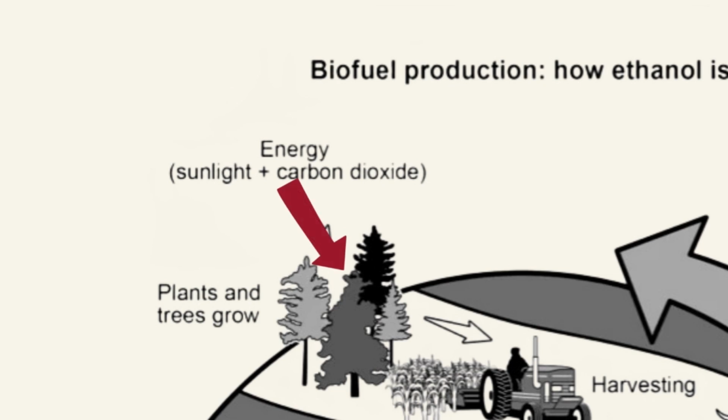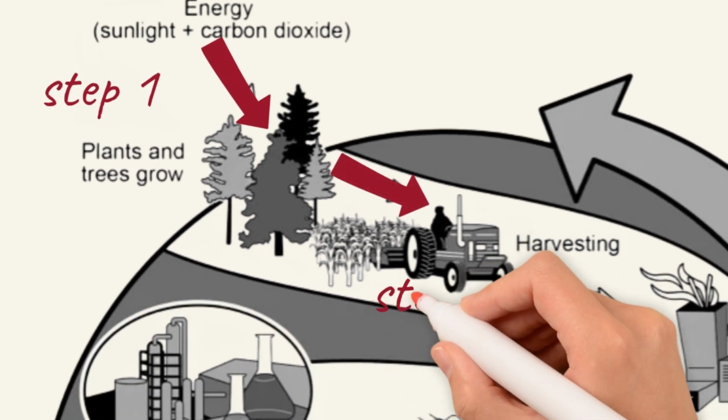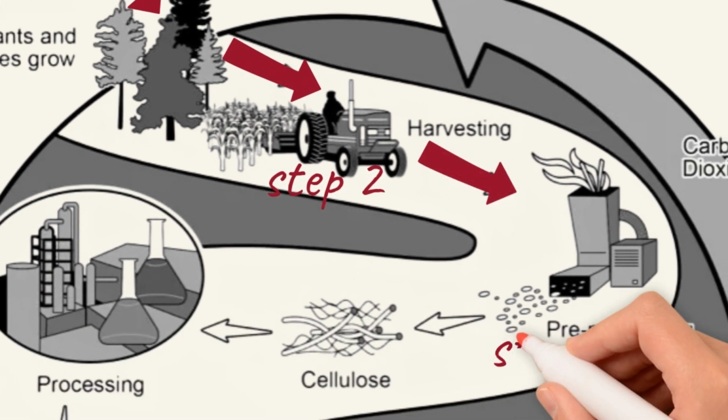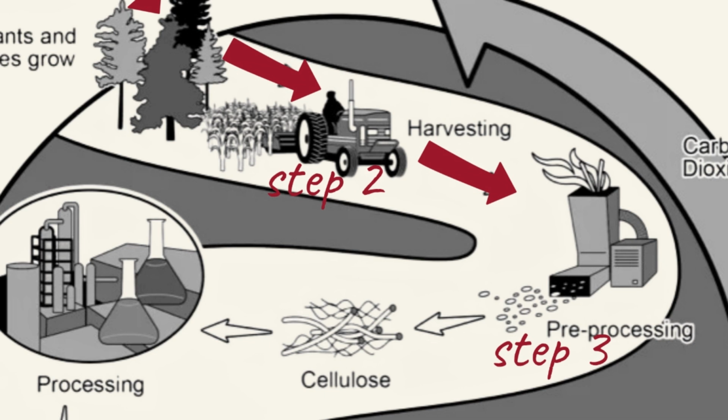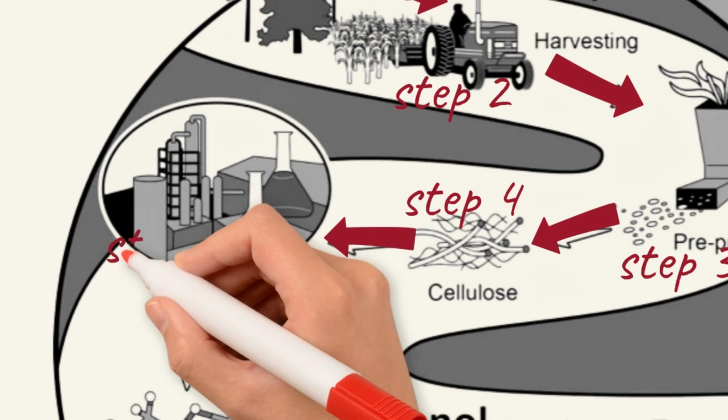Step 1. Trees and plants grow with sunlight and carbon dioxide. Step 2. The plants are harvested by a machine. Step 3. Pre-processing with the machine. Step 4. Cellulose is extracted. Step 5. The cellulose is processed.